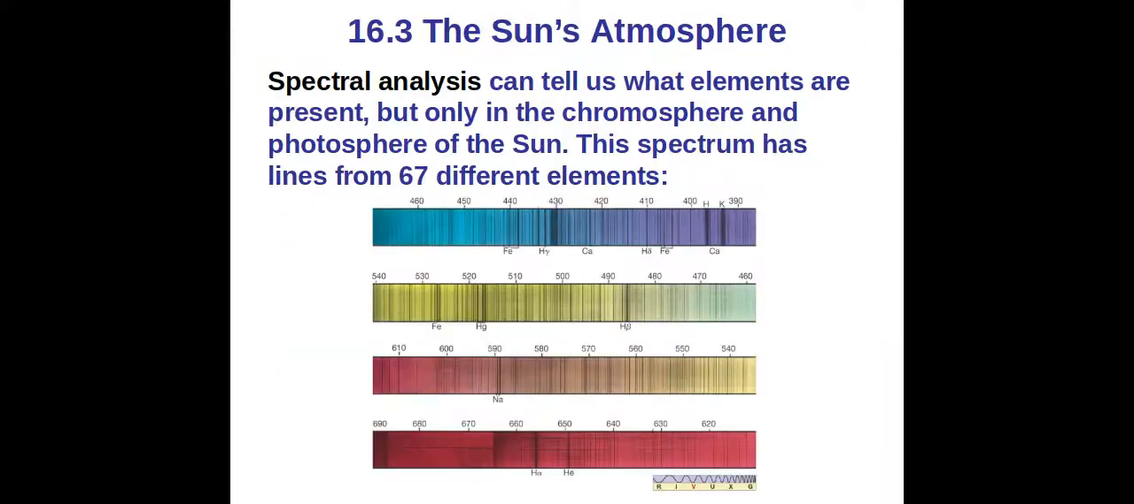The sun's atmosphere: we do spectral analysis that can tell us what elements are present, and notice it shows here that 67 different elements are present in the sun's spectrum. So lots of stuff out there. Some of it is more important than others as far as what's really going on inside.